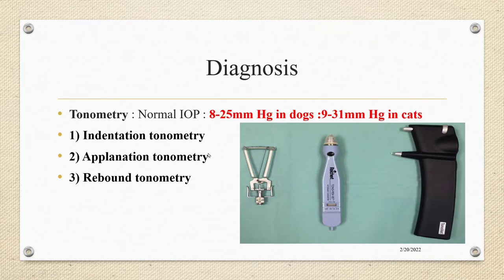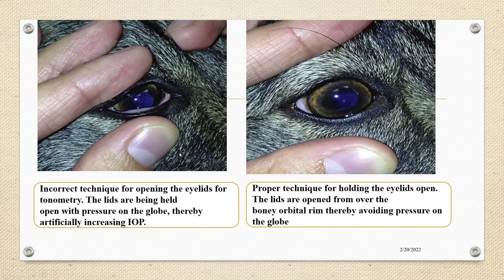So coming to the diagnosis part, most clinicians may not have these equipments because of their high cost, and the occurrence of the eye disease is also less common. For diagnosis there are three tonometers that clinicians use most of the time. The normal IOP in the eye is 10 to 25 mm Hg in dogs and 9 to 31 in cats. So now we have to see the type, and measure the intraocular pressure.